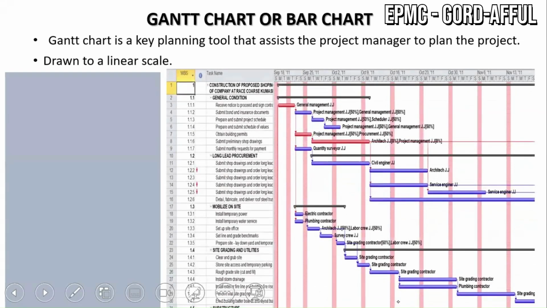This is an example of a network diagram generated by a software called MS Project. So once you list all the activities here, you break it down nicely. You input the duration, the start date, the finish date, the dependencies. It will automatically draw the Gantt chart for you and show the relationship between the various activities.